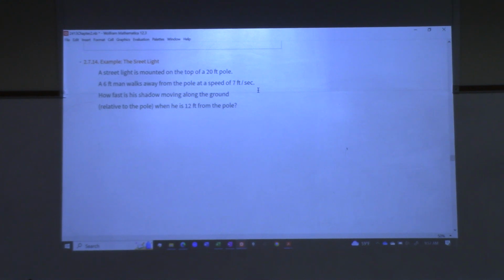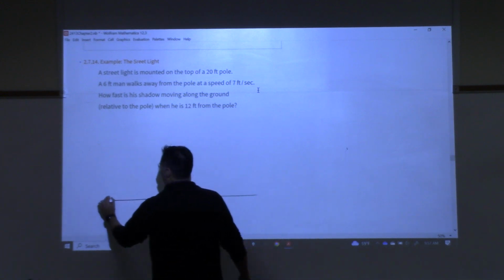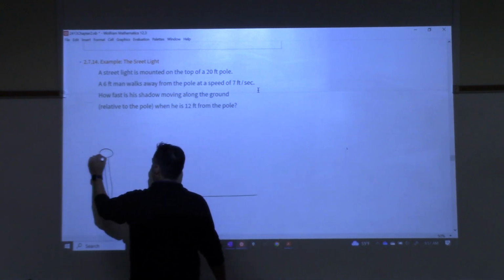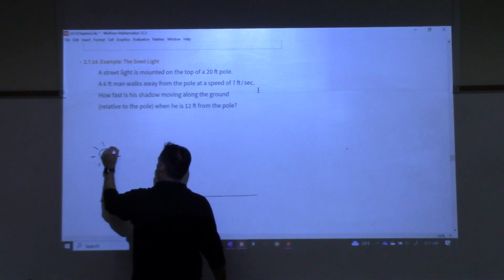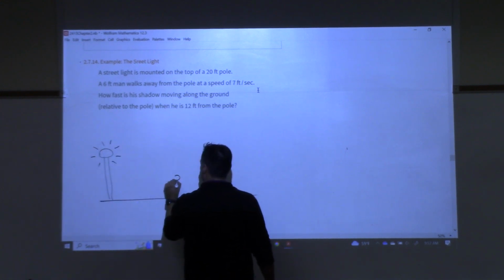I'm going to draw a picture first, just a rough picture. This isn't going to be my final picture. I'm just going to try and get an idea of what's going on. I've got a 20-foot pole here. Here's a light shining, right? I've got this 6-foot person, right?